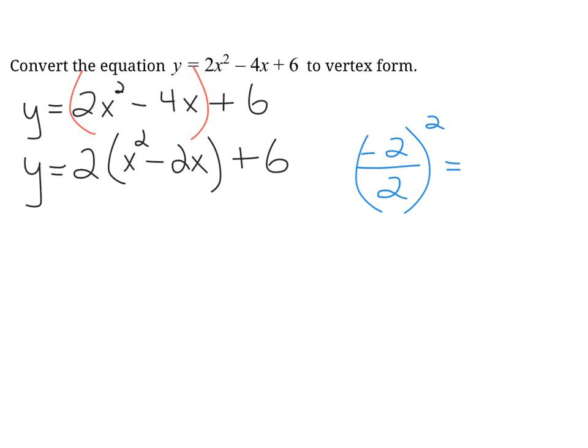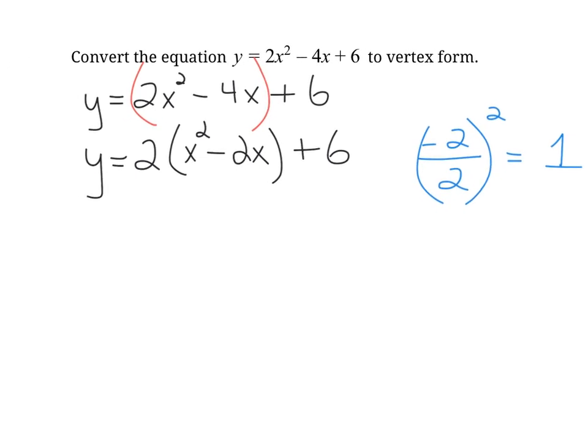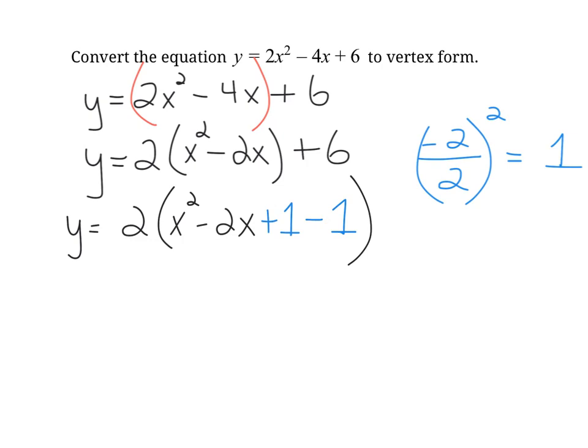-1 squared is a +1. So now that I know that, I'm going to go back to my equation. We're going to keep the y, we're going to keep the 2, we're opening our bracket, we've got x squared minus 2x, and then inside the bracket, we're going to take the number that we just figured out, the 1, and we are going to add it and subtract it all inside the bracket. So you close off the bracket, and then we still have that +6.